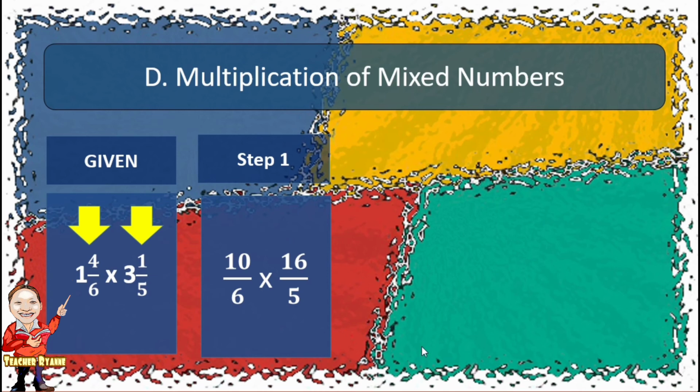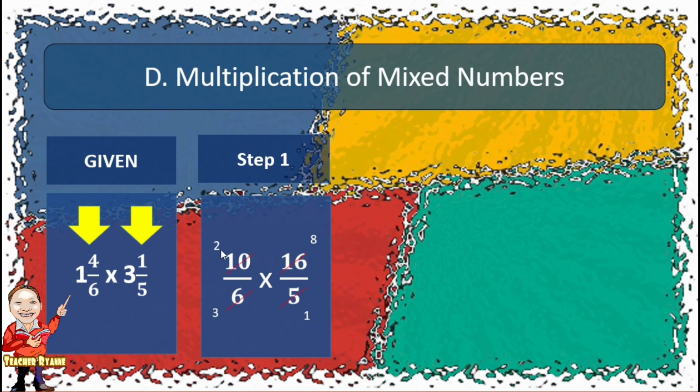Again, they are already fractions. So we will check across if they have a common divisible. 6 and 16, do they have one? Okay, they are divisible by 2. So 16 divided by 2 is 8 and 6 divided by 2 is 3. How about 10 and 5? They also have one. 10 and 5 are divisible by 5. So 10 divided by 5 is 2 and 5 divided by 5 is 1.